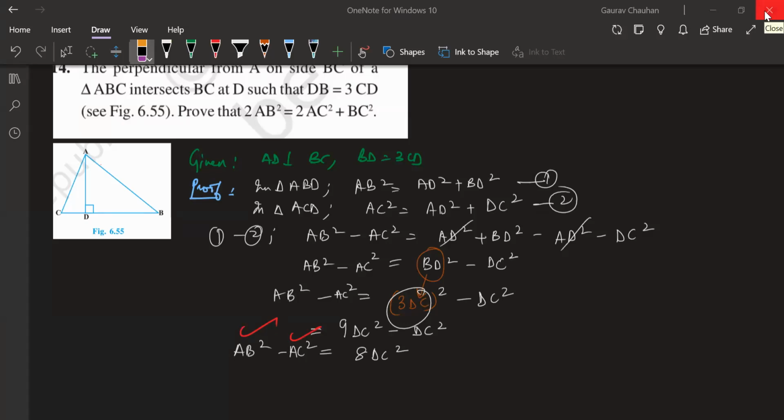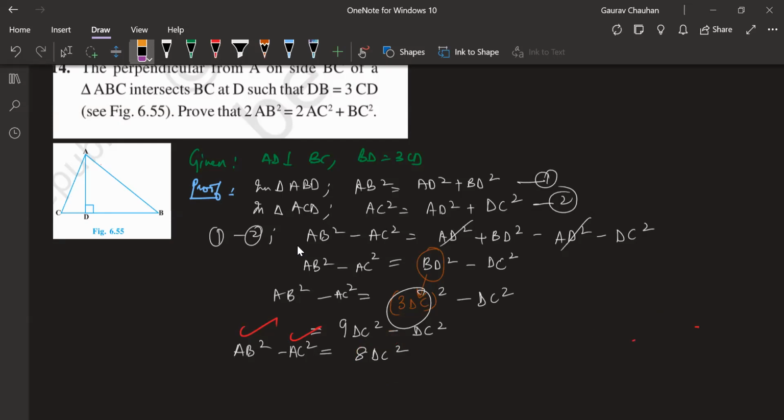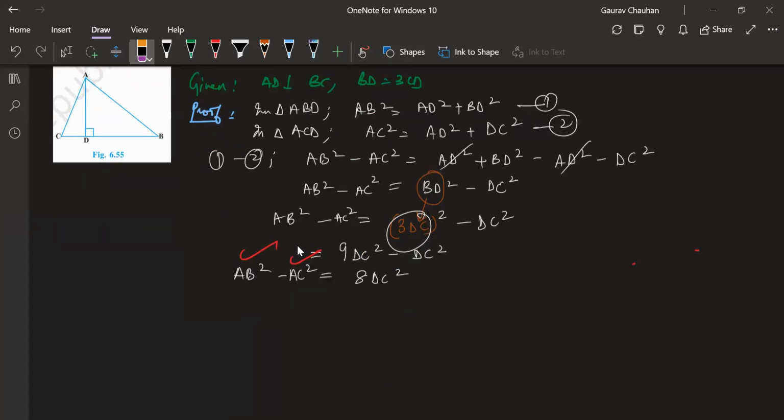Yeah. So right now, I am thinking DC is equal to how much BC? Can I express it like that, so that the equation will only contain BC? The equation will stop containing DC and we can introduce BC. Okay. So I'm just going to write this as equation number 3. I'm going to stop this process for a while.